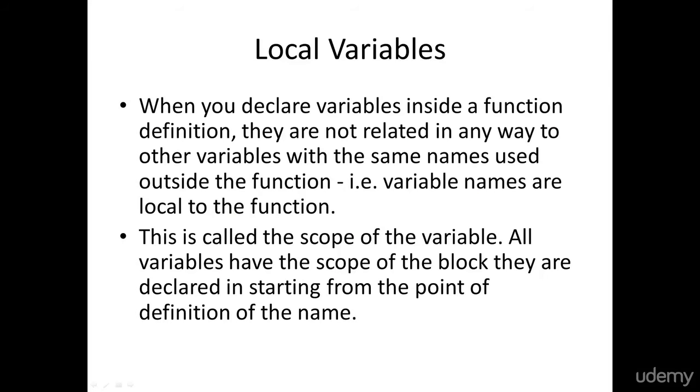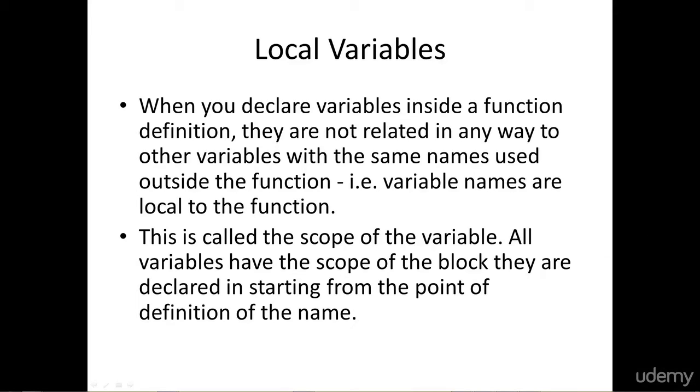All right, so moving along, local variables. When you declare variables inside a function, they're not related in any way to other variables with the same names used outside the function. So variable names are local to the function. And this is called the scope of the variable.